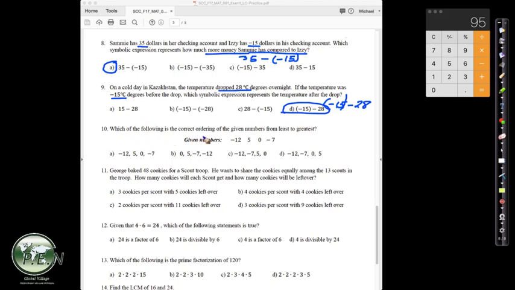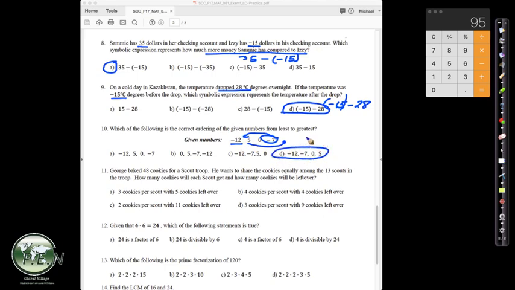Which of the following is the correct ordering of the given numbers from least to greatest? And for number 10, what we're looking at is negative 12 is actually the most negative number. It's the smallest number. Positive numbers are always bigger than negative. Negative 7 is going to have to get moved down, and so is the 0, so the 5 will get moved to the front. So it should start with 5, 0 in the middle. So D is going to be our proper ordering for the numbers.